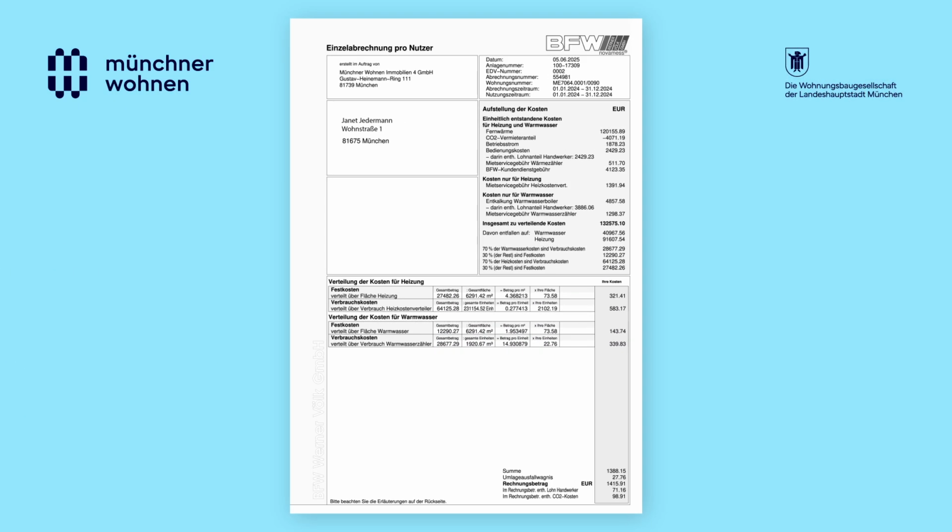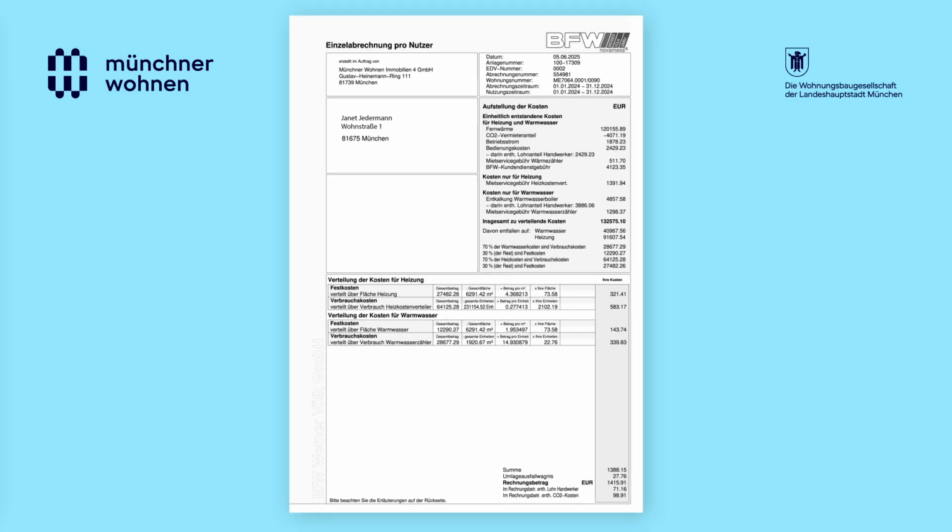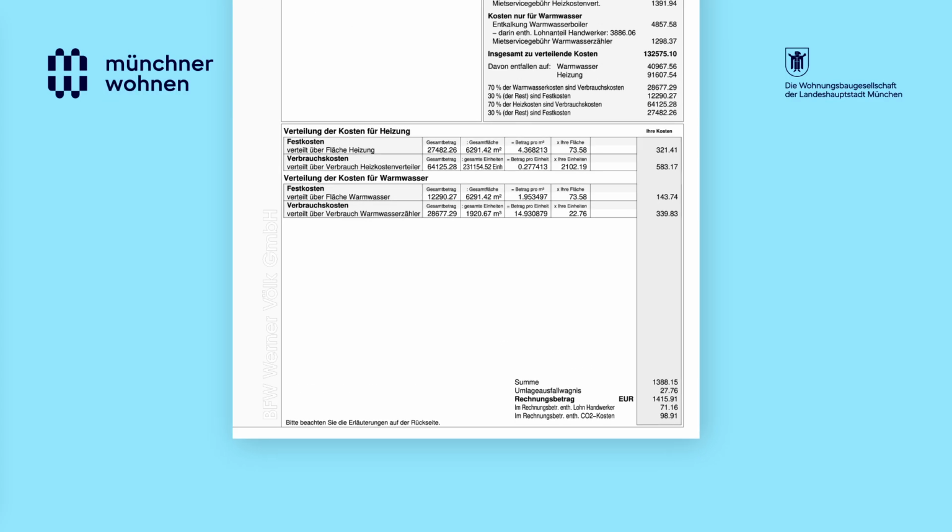The detailed overview of your consumption can be found in the tables Calculation of your heating cost distributor units and Calculation of your hot water meter units on the following page. You can also read your consumption values on the devices in your apartment and compare them with those in your bill.